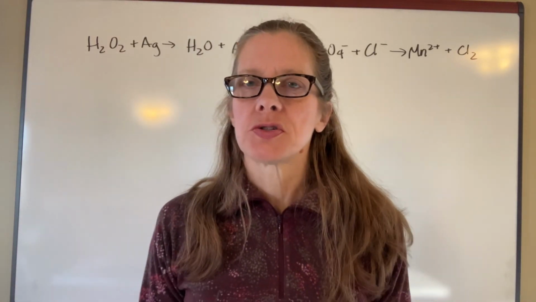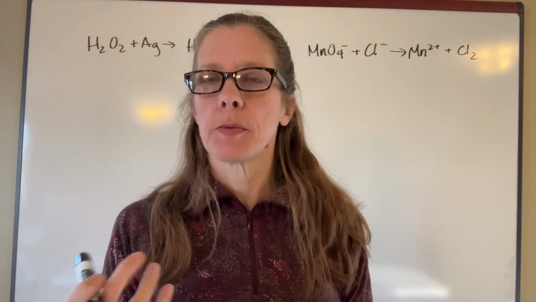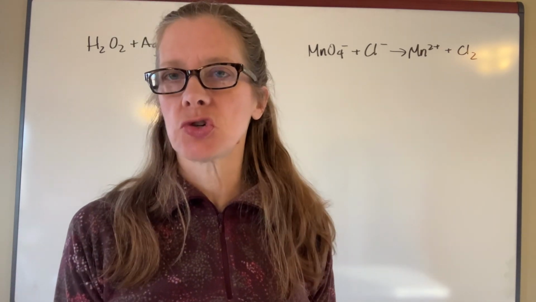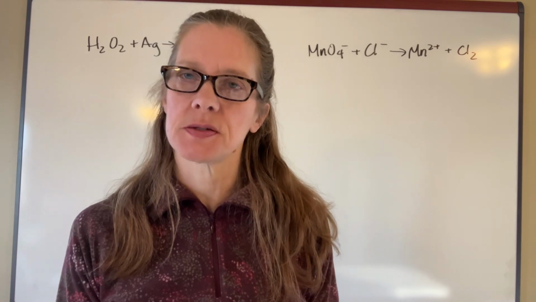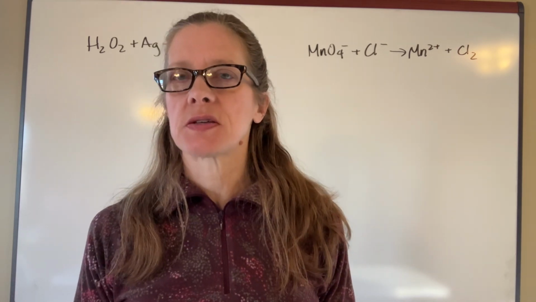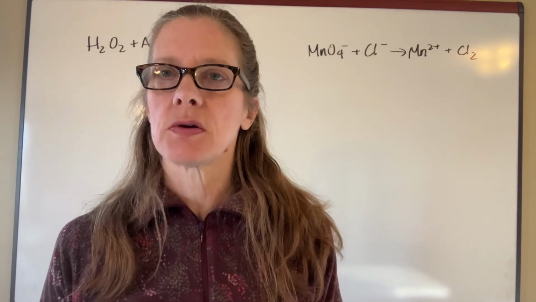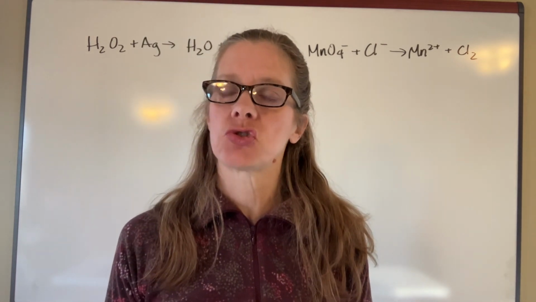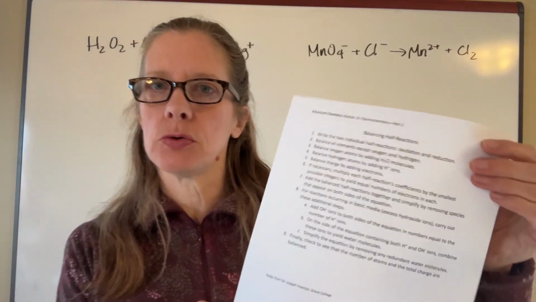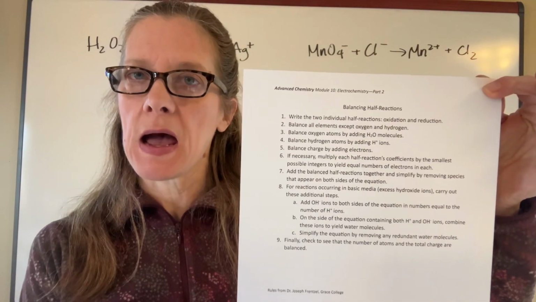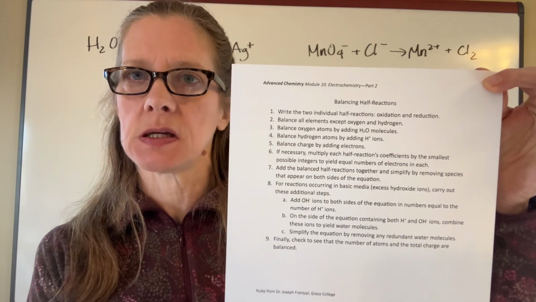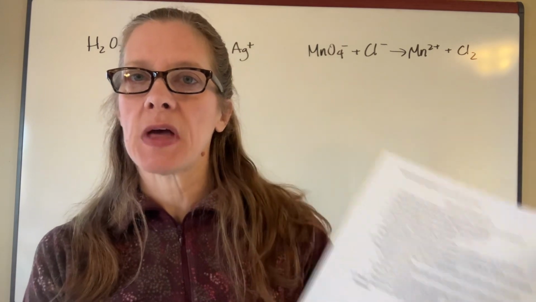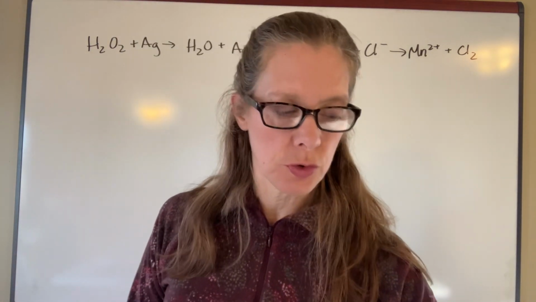Most redox reactions are going to take place either in acidic or basic solution, because an acidic solution is going to have an excess of hydrogen ions and a basic solution is going to have an excess of hydroxide ions. And so there is some additional charge floating around there that's going to help get these charges balanced. So again, if you don't already have your sheet for balancing redox half reactions, you need to go get that so that you can refer to it as we're going through balancing these.